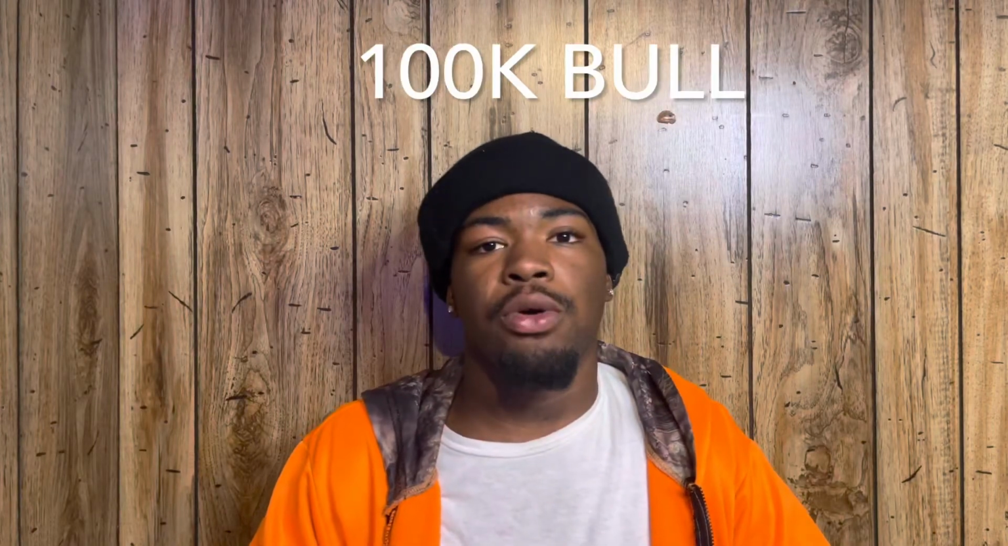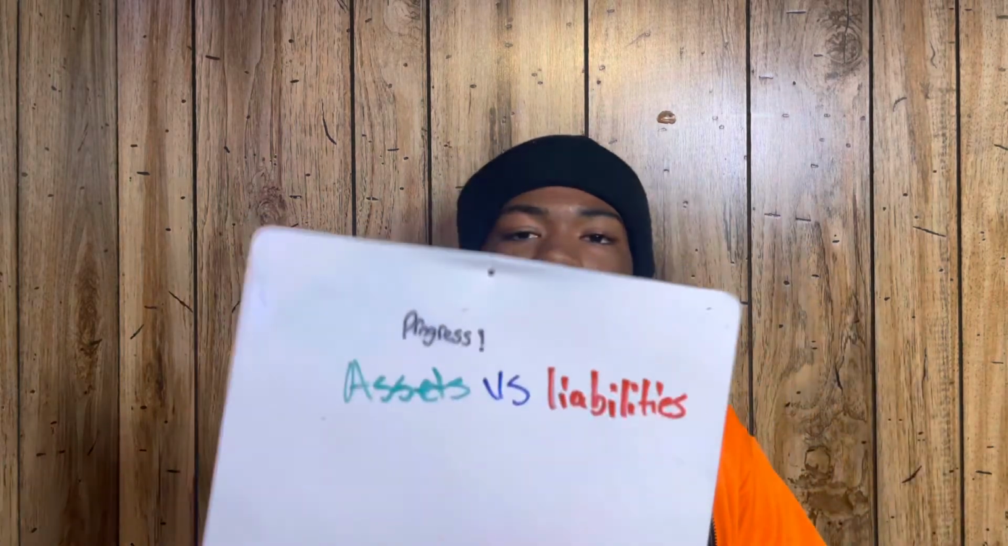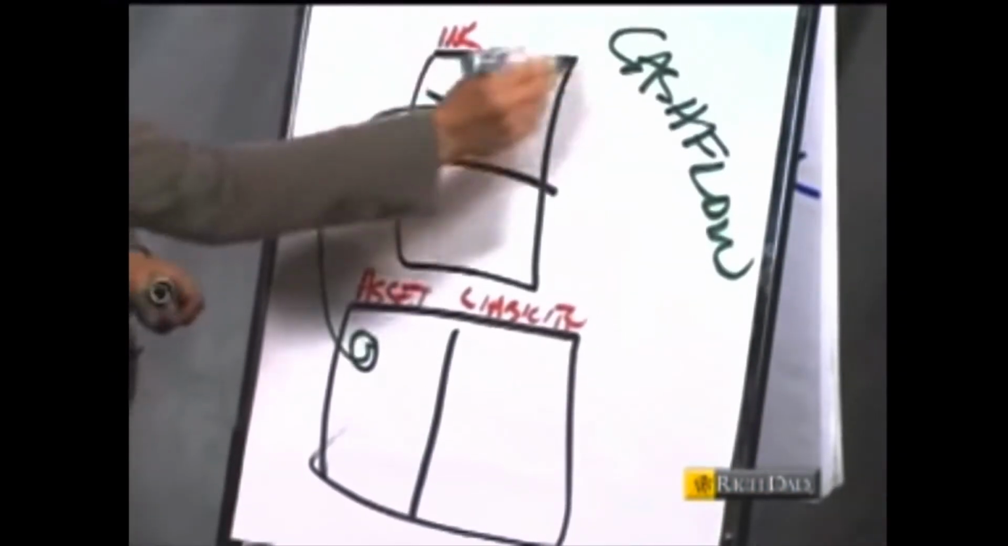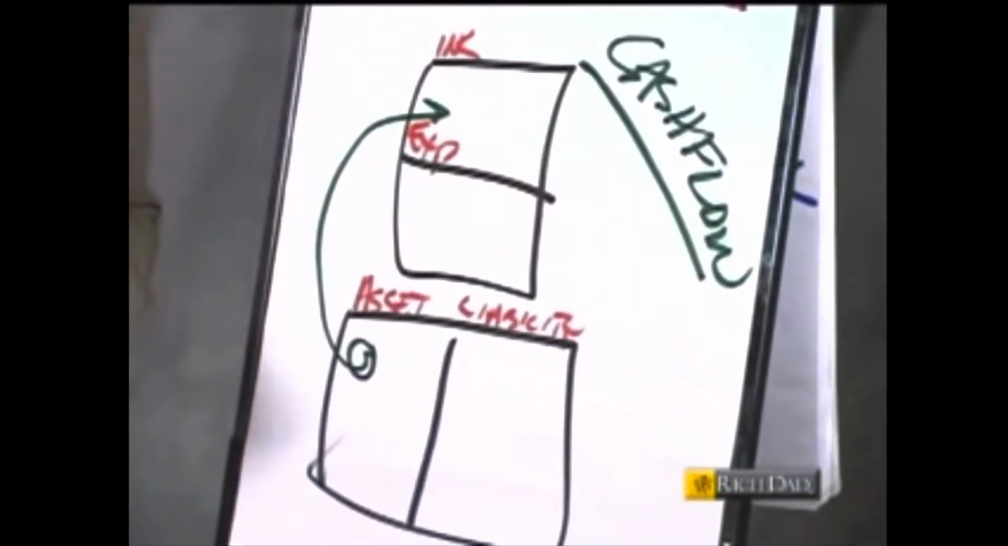My name's 100K Bull, and today I'm going to teach you about assets and liabilities. There's only two things that you can actually spend your money on. It's either going to be an asset or a liability. There is no in between. Very simply, assets cash flow money into your pocket.